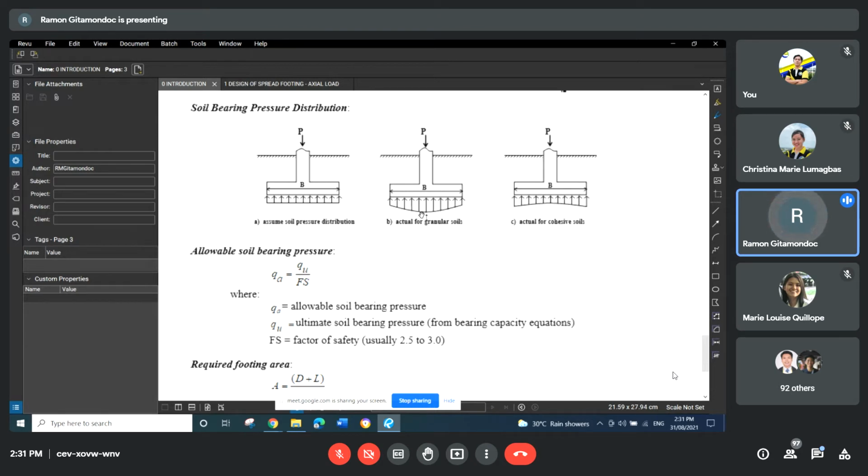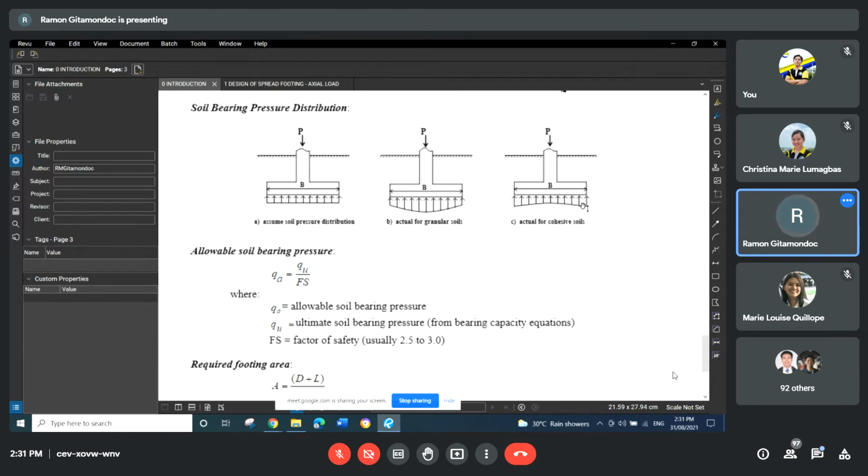Now for cohesive soil, the opposite is true. So you have the maximum soil bearing pressure at the edge of the footing and somewhat lower value at the center of the footing. That is the case for cohesive soils. Now the actual distribution is not well defined.